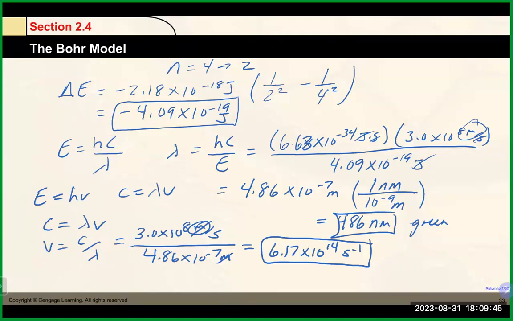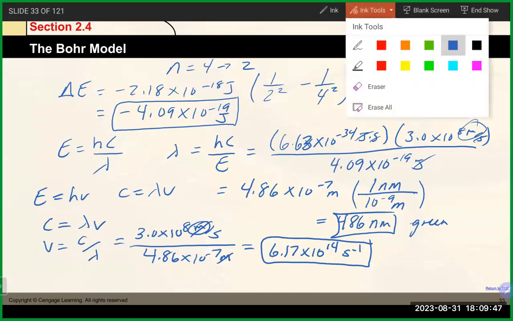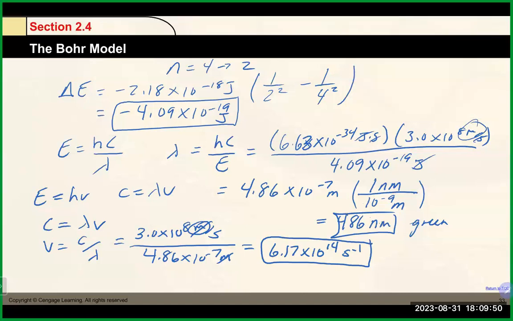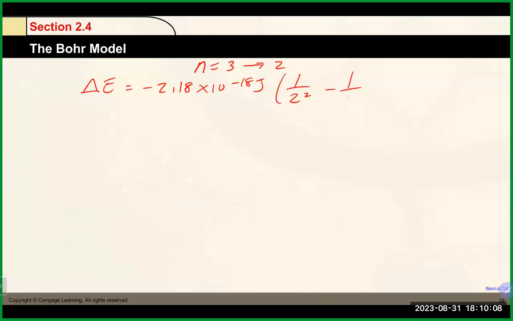Then let's take a look at the last transition in this problem, which is 3 to 2, it looks like. So we're going from n equals 3 to n equals 2. So I might as well again start off with our energy. Just really the only thing you can start off with in this problem. We're going to do 1 over 2 squared minus 1 over 3 squared. So that's going to give us basically 1 over 4 minus 1 over 9.